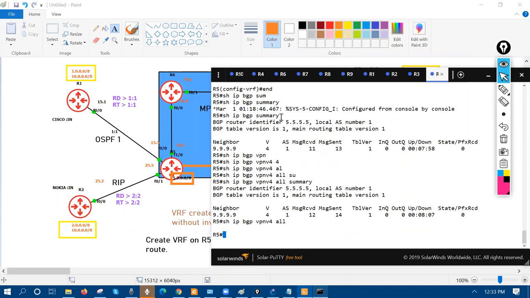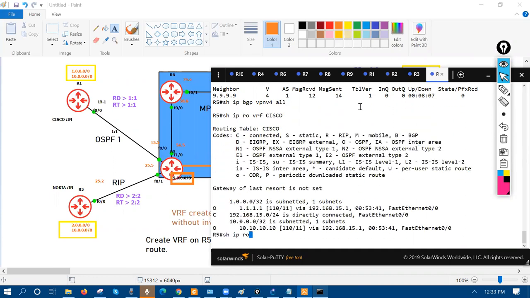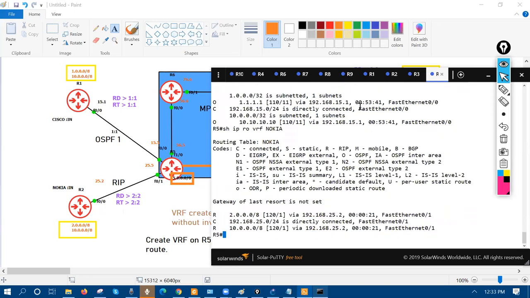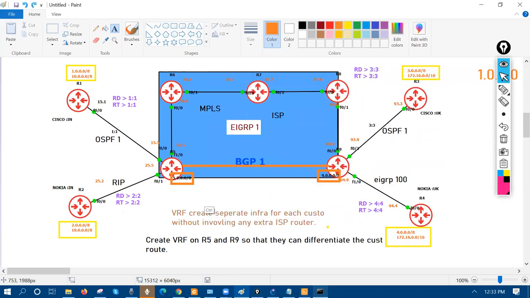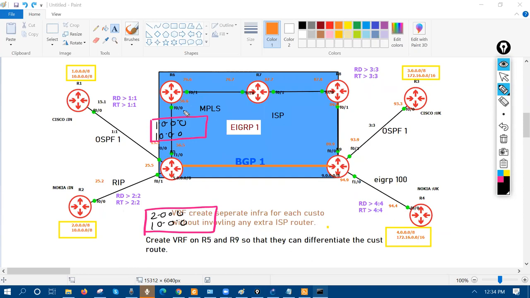The reason is very simple, because till this point, if you see show ip route vrf Cisco, we have this information in the Cisco routing table. Show ip route vrf Nokia, we have this route in the Nokia routing table. So right now, what happened? Try to understand this part. It's a little bit logical. We have a Cisco routing table and a Nokia routing table. In the Cisco routing table, we have information about 10.0.0.0, and the same way we have 2.0.0.0. We are done with the RD, so this one is 1:1. This is now a 96-bit route, and this is 2:2. This is now a 96-bit route, right?